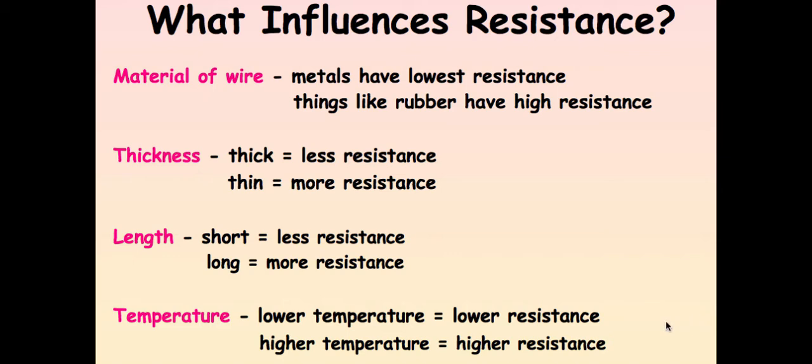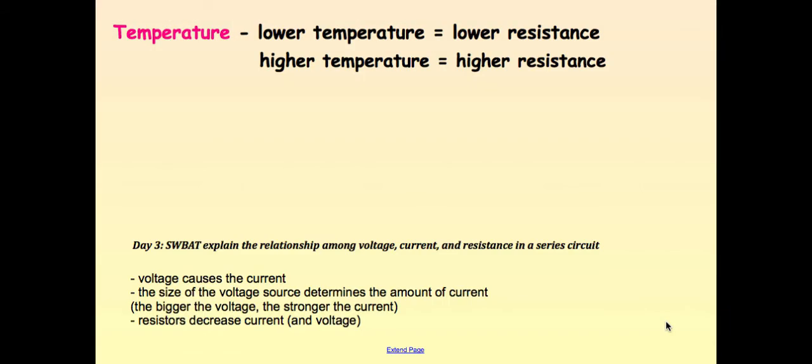The last part for today is going over the objective that we set out the day with. So we started the day with trying to answer this question. Students would be able to explain the relationship among voltage, current, and resistance in a circuit.